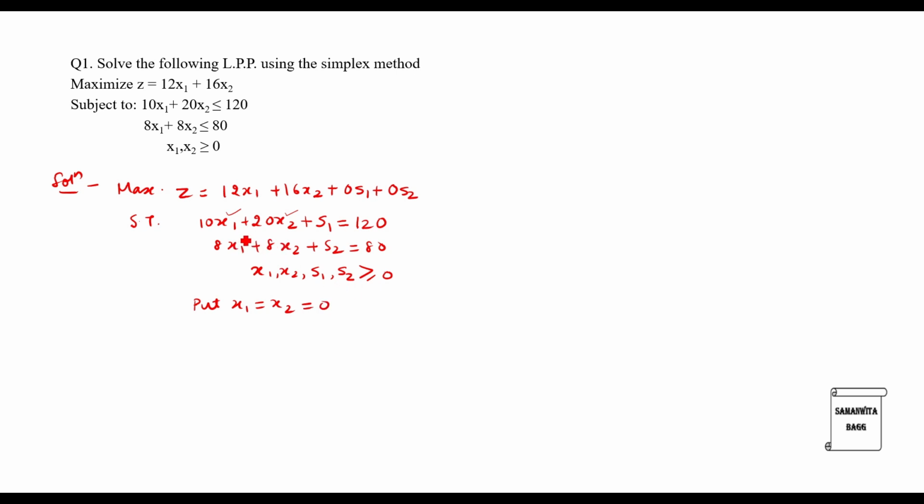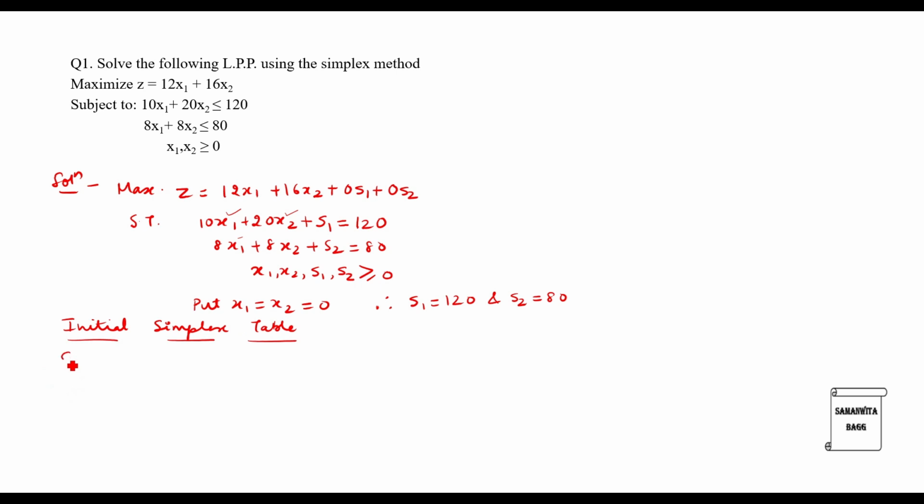Similarly, in the second equation, if you observe, both of them are 0, so s2 will take some value. So if I assume both of them are 0, therefore s1 will be equal to 120 and s2 will be equal to 80. So this is something that I have found initially. This is my initial solution. Now I will draw the initial simplex table.